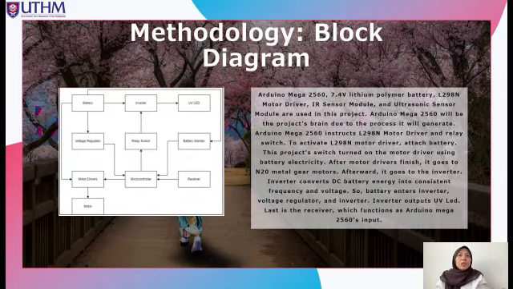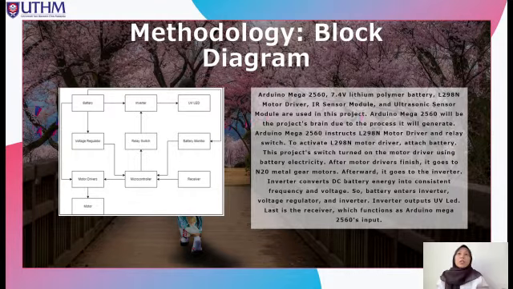Next is the methodology block diagram. The Arduino Mega 2560, 7.4 V LiPo battery, L298N motor driver, IR sensor module and ultrasonic sensor module are used in this project. The Arduino Mega is the brain of the project due to the processing it performs. The Arduino Mega 2560 instructs the L298N motor driver and relay switch. To activate the L298N motor driver, we need to attach the battery. The switch turns on the motor driver using battery electricity. After the motor driver, it goes to the N20 metal gear motors.